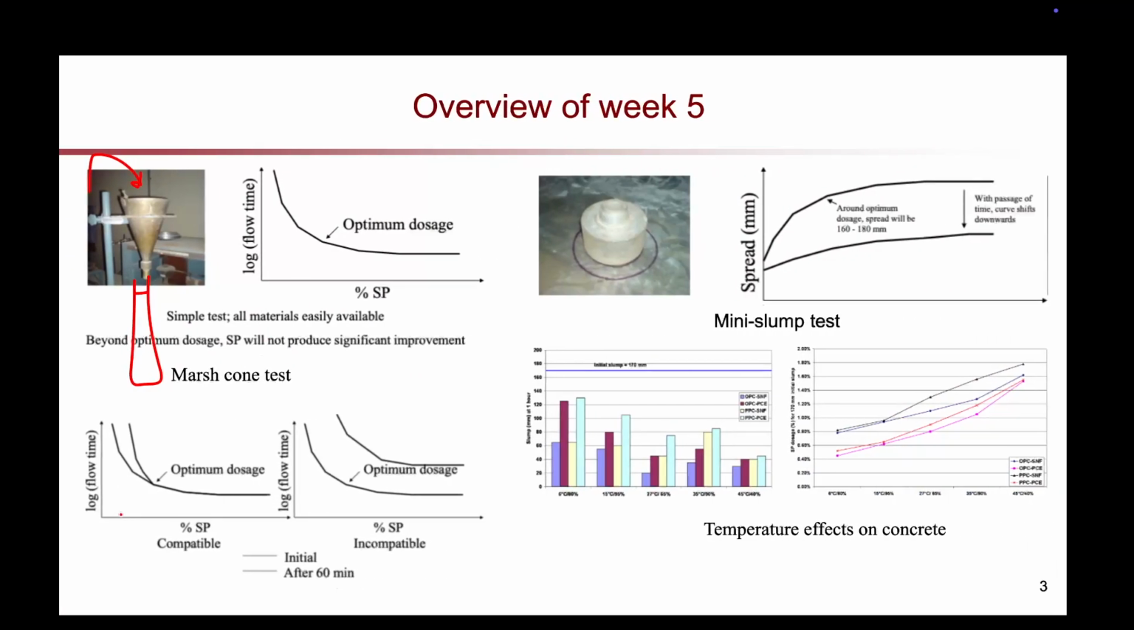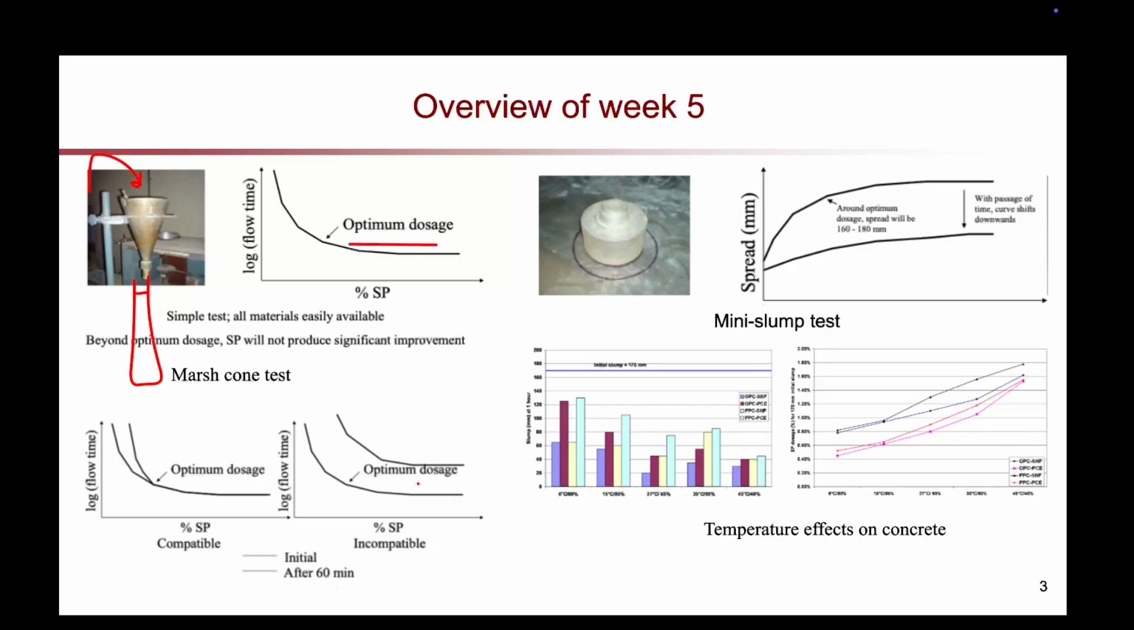And how do we calculate the optimum dosage? At different percentages of superplasticizer, we keep calculating the flow time, and the point at which the transition from decreasing to constant becomes visible is called the optimum dosage. It is the dosage where your flow time becomes almost constant. This is the first and main test we do to calculate the superplasticizer dosage.